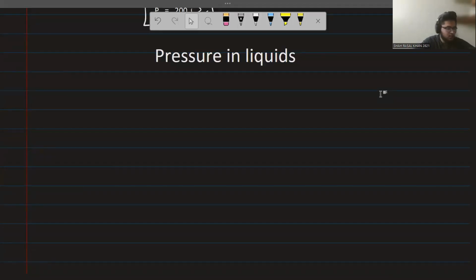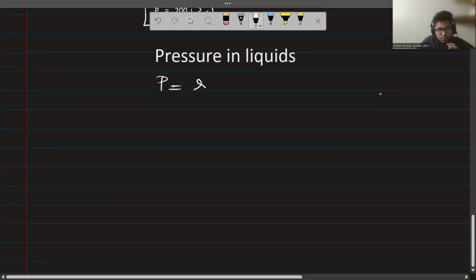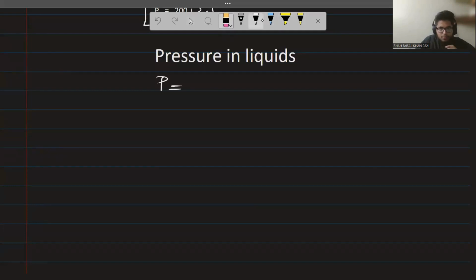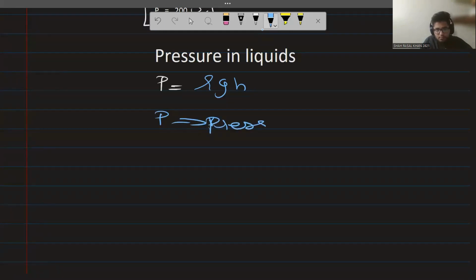Okay. So basically the pressure exerted by the liquid is calculated by the following relation, which is P is equal to rho G H. Okay, where rho is the density. So let's start with the P. Okay, P is the pressure of the liquid.